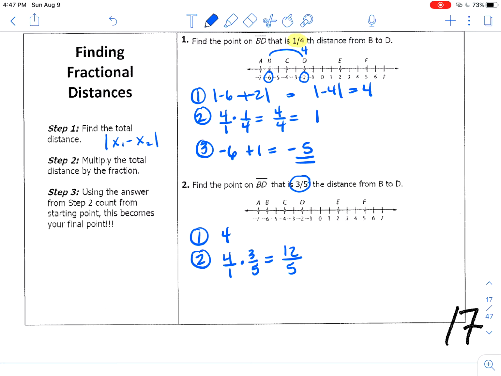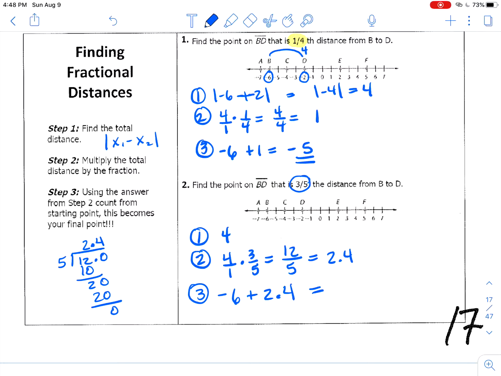Now sometimes it's easier to see decimals, so what I'm going to do is go ahead and figure out what the decimal form of 12/5 is. So 5 divides into 12 2 times. 2 times 5 is 10, and we have 2. We're going to add a decimal and bring down a 0. 5 goes into 20, 4 times. 4 times 5 is 20, and 0 remainder. So 12/5 is equal to 2.4. All right, in step 3, we start with B, and we add the distance we just found, 2.4. -6 plus 2.4 is -3.6.